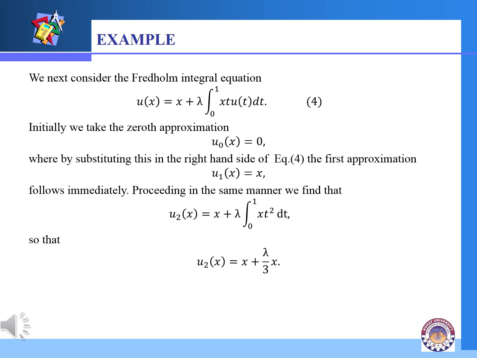Proceeding in the same manner, we find that u2 of x will be equal to x plus lambda integral from 0 to 1 of xt, and now instead of u of t or u0 of t, we replace this with u1. So u1 of x is equal to x. Here we have used a dummy variable, so u1 of t will be equal to t. So t multiplied by t is t square. Now taking x out of the integral sign and integrating t square from 0 to 1, we get t cube by 3, and from 0 to 1, that is just 1 by 3. Thus u2 of x is equal to x plus lambda times x by 3.